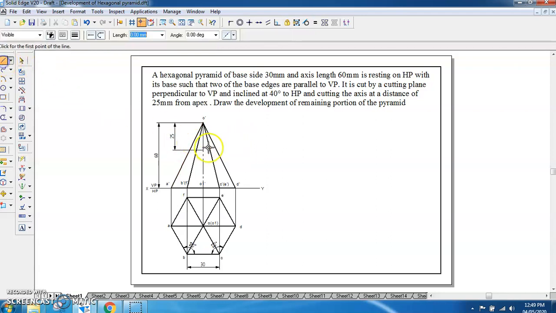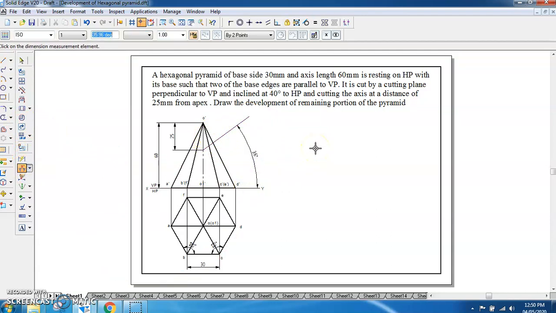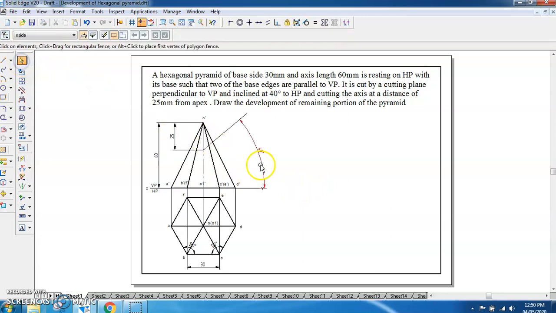So once you show this distance, you can draw one horizontal line from here, or you can also skip this line. Just you can draw one line from this point, and we can show the angle with respect to this line with horizontal, that is 40 degrees. They have given it as 40 degrees here. So we can select this angle here and we can enter it as 40 degrees. So this is the angle what you have drawn.